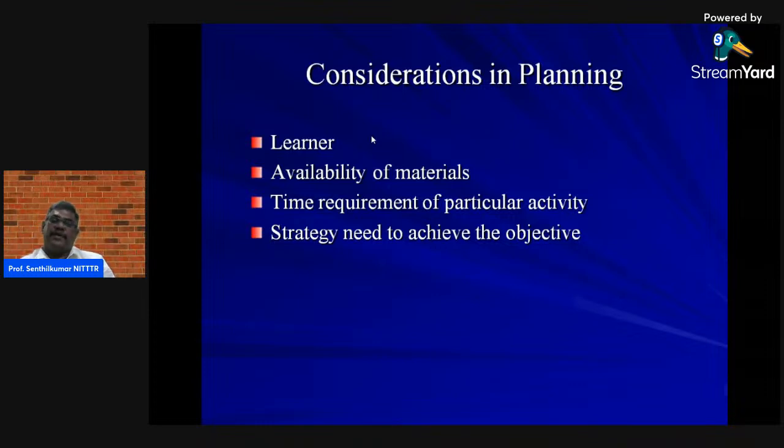Time requirement of a particular activity. They have 5 units, and in the 5 units they also have a planning phase: a course plan, unit plan, and lesson plan, and there are separate activities. The planned time requirement is 45 periods for 5 units, so 9 periods for 1 unit. For the topic, time requirement. Strategy needed to achieve the goal: which type of strategy, which teaching method you have to choose.